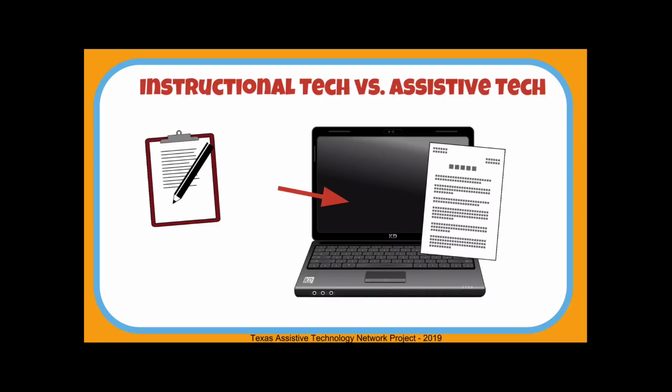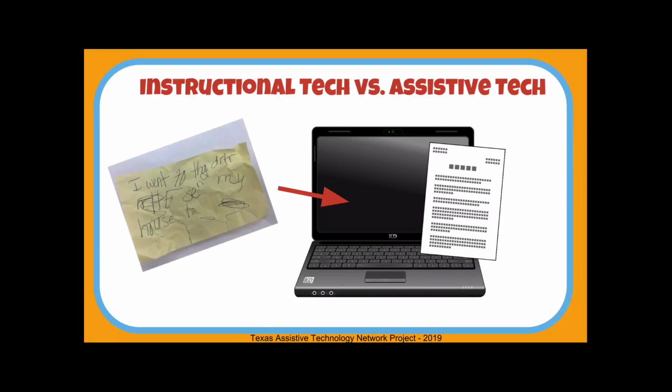Let's talk about how instructional technology is the same and different as assistive technology. In the image above, a student has written a paragraph on a piece of paper and then chosen to put it into the computer in a word processing program, and you can see the final product on the right. Using the word processing tool, such as Microsoft Word or Google Docs, is an instructional technology tool.